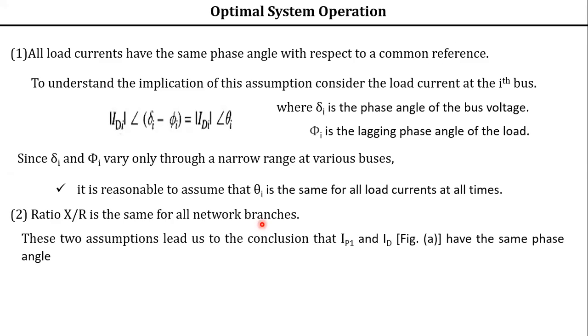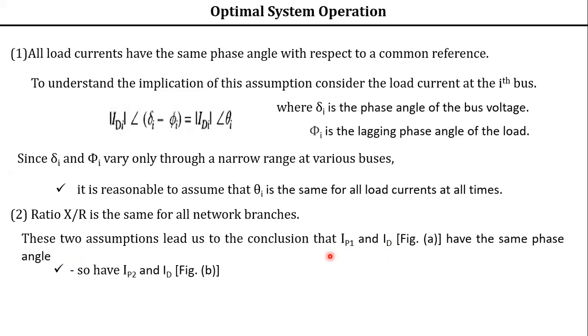So these two assumptions lead us to the conclusion that IP1, what is IP1? IP1 is a branch current, the response in branch P in figure A. IP1 is the current in branch P when plant 1 alone is supplying the load current, figure A, case 1. IP1 and ID will have the same phase angle. Similarly, IP2 and ID will have the same phase angle. Understood? Suppose you have another plant, IP3 and ID will have the same phase angle.